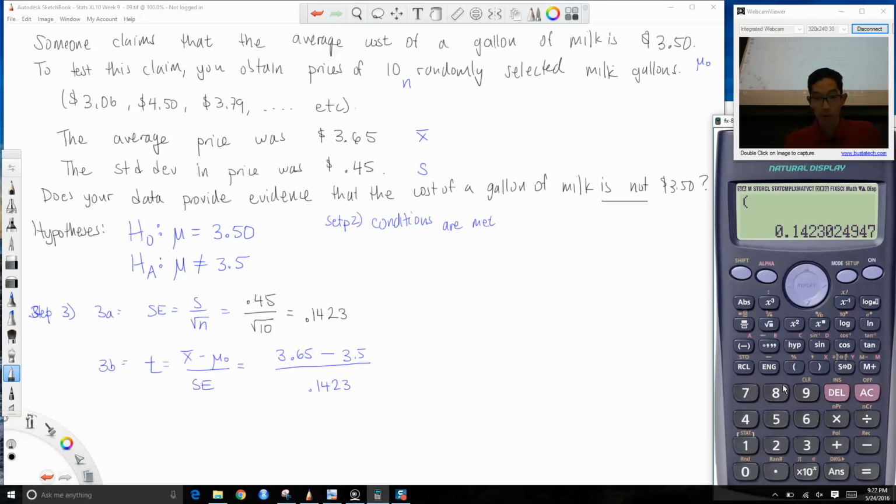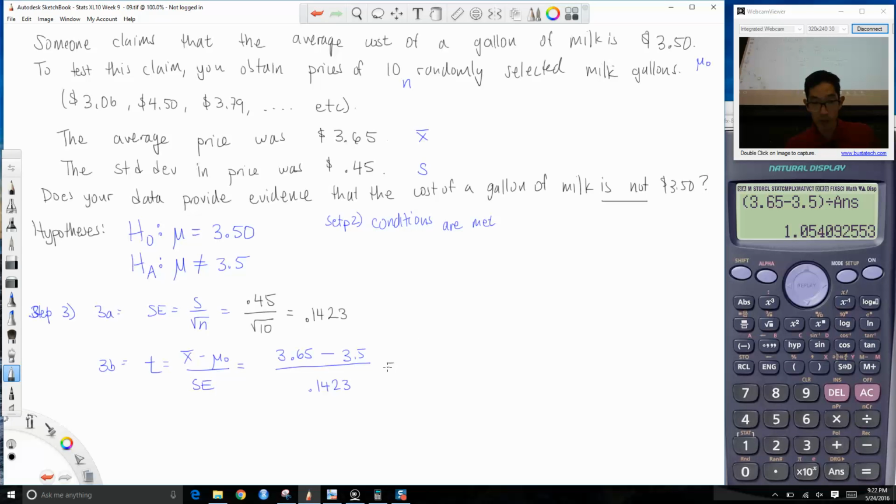All right, so we're going to have 3.65 minus 3.5 divided by, and I'm going to hit the answer key, 0.142, and I get 1.054. My t is equal to 1.054. Okay, what should I do now? We're going to go to the t table.